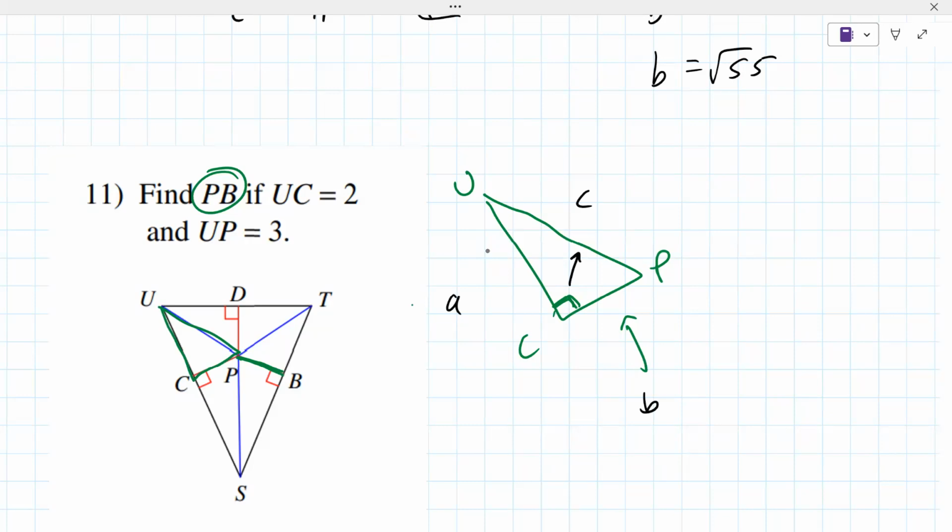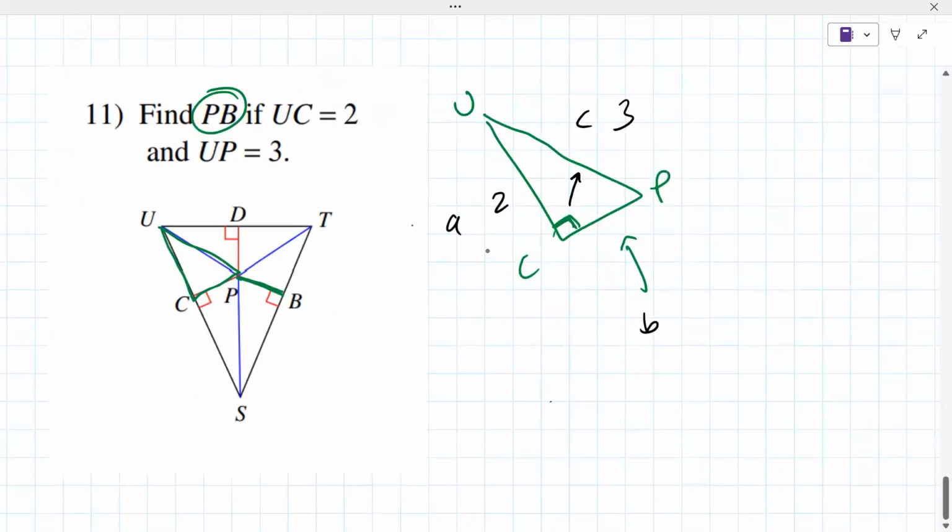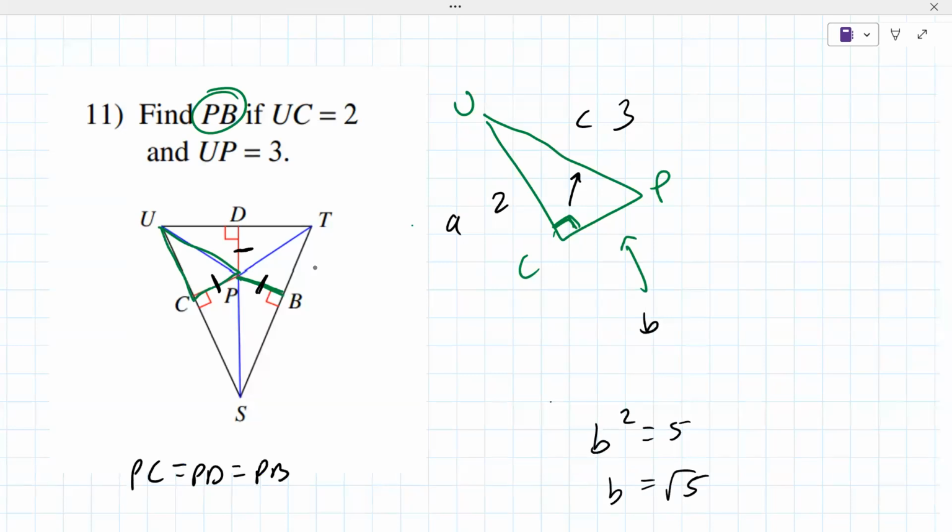I got B squared equals 5. So UC is a 2, UP is 3. So yeah, I agree. So it's B squared equals 5. So you take the square root of both sides. And then you just want to add in that last statement. Now the reason that works is because CP is the same as PB is the same as PD. That was the whole thing you were working on before. So it's the square root of 5 in the problem. Okay.